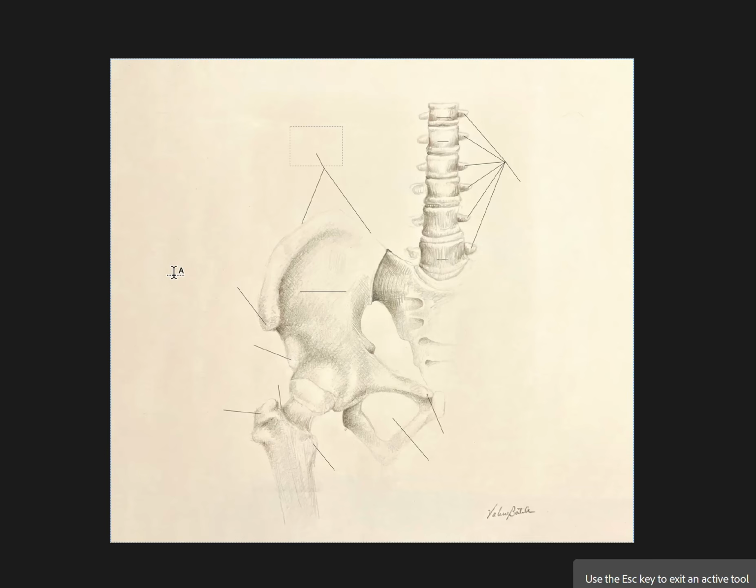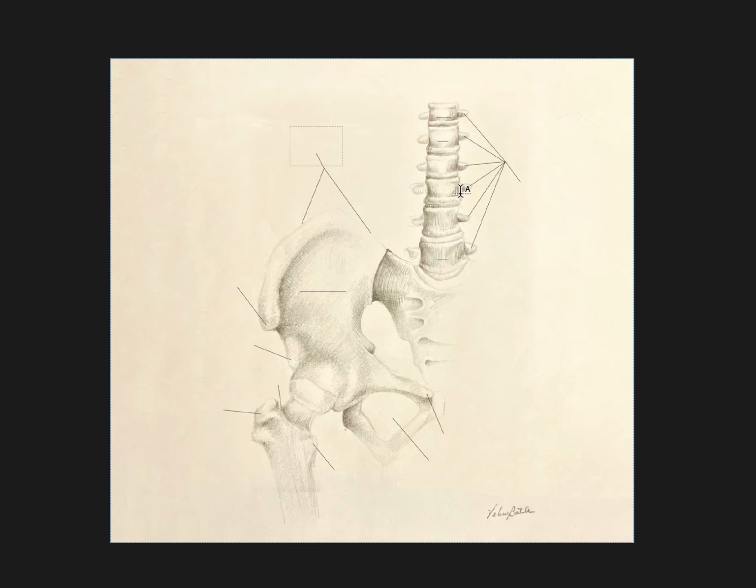Right, ladies and gentlemen, today we're talking about the anterior hip muscles. These are muscles that run from the lumbar spine, the pelvis, and down to the proximal femur. So we have this bony diagram in front of us, which shows us this area.